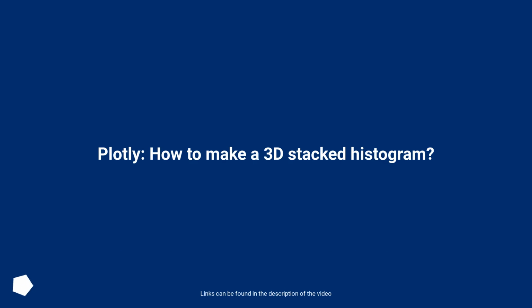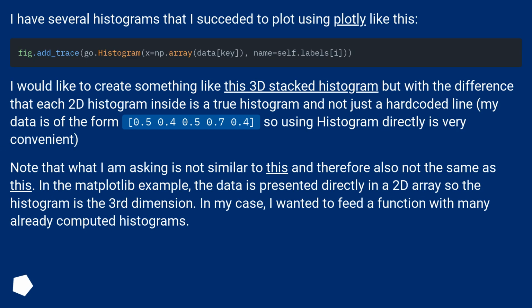Plotly, how to make a 3D stacked histogram. I have several histograms that I succeeded to plot using Plotly like this. I would like to create something like this 3D stacked histogram, but with a difference that each 2D histogram inside is a true histogram and not just a hard-coded line.